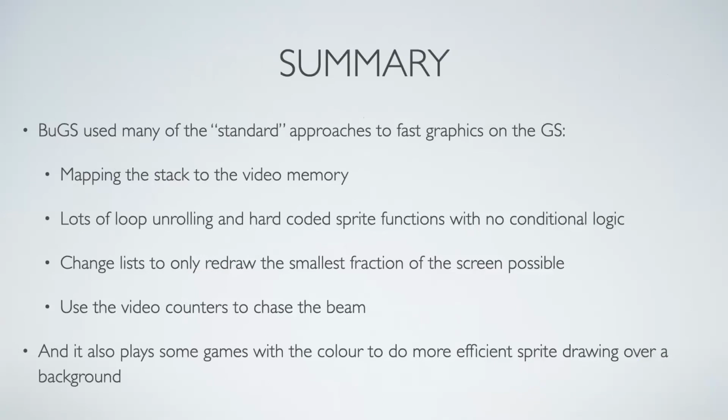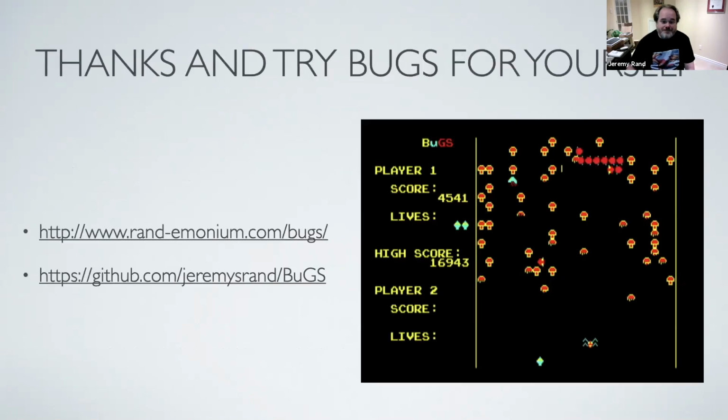So in summary, most of what I've described is pretty standard stuff and described in TechNote 70. Map the stack to video memory, unroll the loops, etc. But I also did something a bit weird with color to create an artificial background and foreground layer on the super high-res screen, which was only possible because of the very limited color palette required of the game I was trying to reproduce.